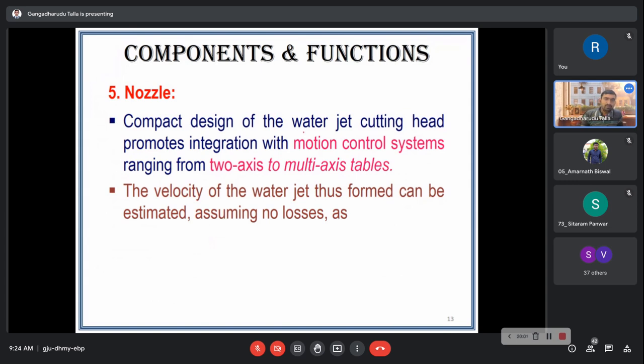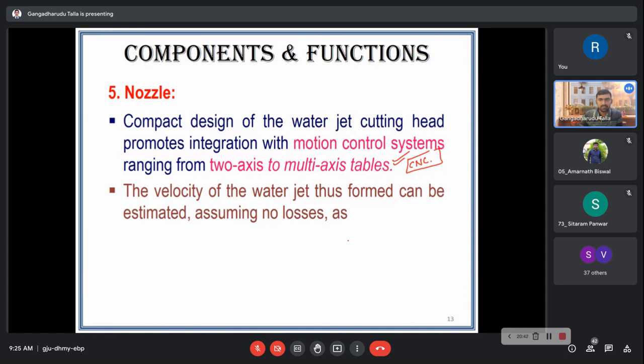So here, the compact design of the water jet cutting head promotes integration with motion control systems ranging from 2-axis to multi-axis tables. So what is the meaning? If you have a compact, very small, very good design for the head that is moving in the water jet, the head contains the nozzle, so that can be attached to CNC machines. So you can control the motion of that head using a CNC program, and you can cut complex shapes.